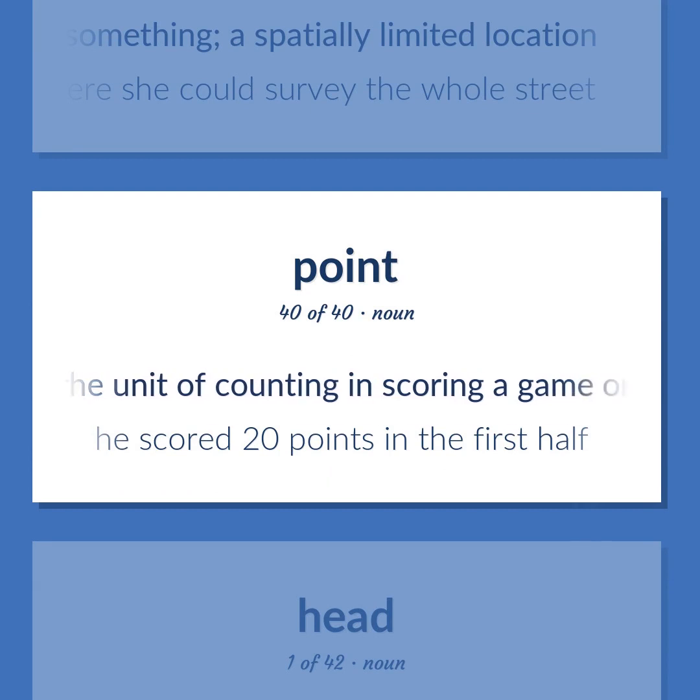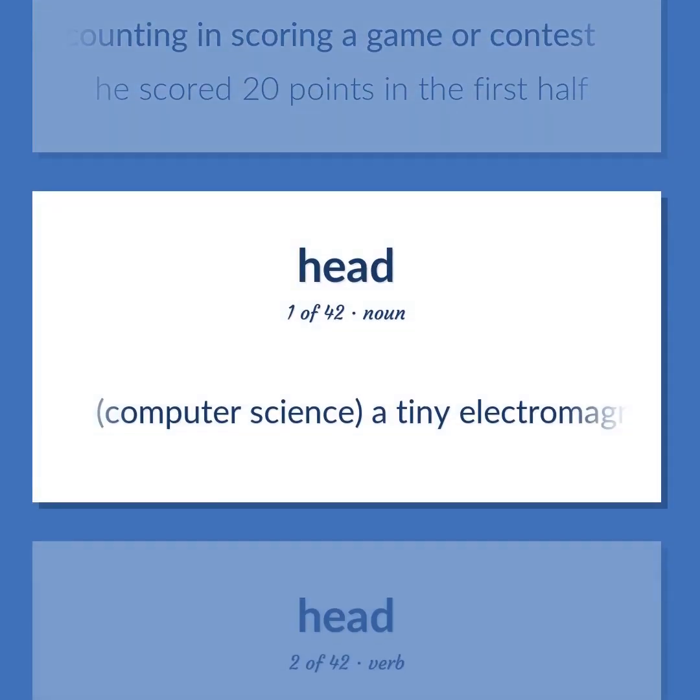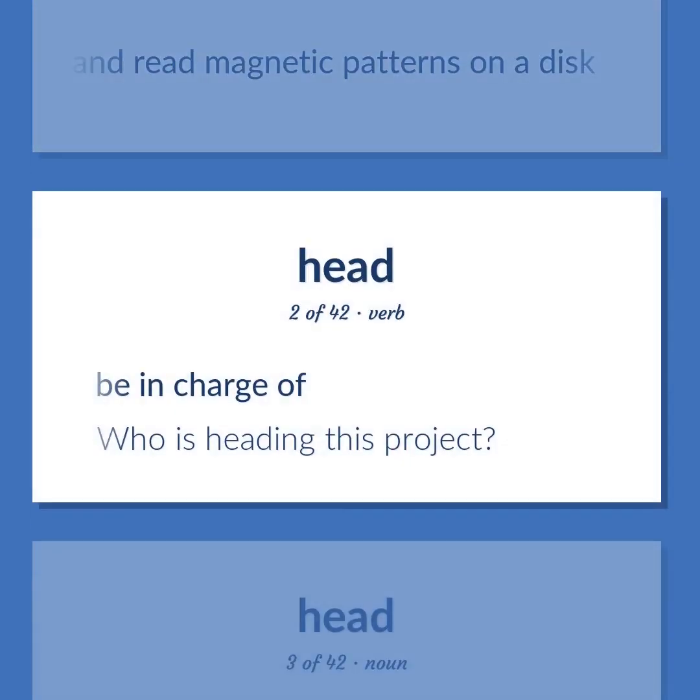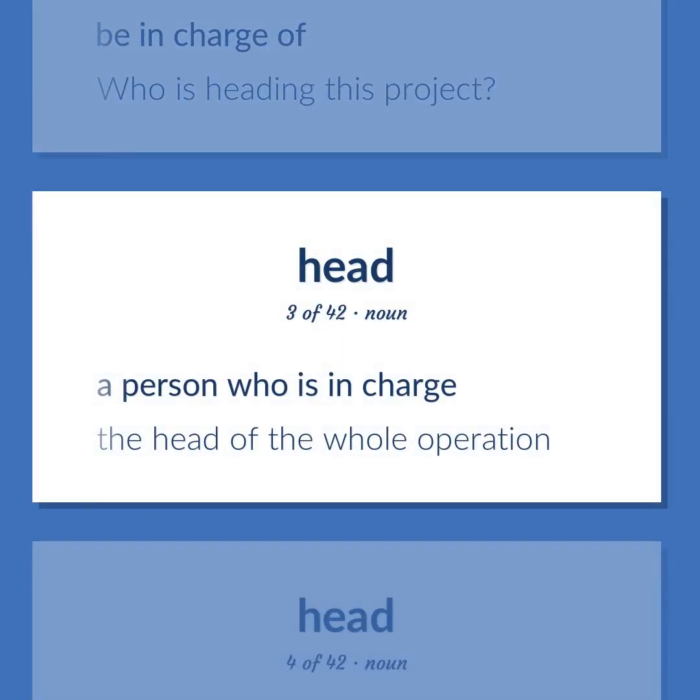The unit of counting in scoring a game or contest. He scored 20 points in the first half. Computer science. A tiny electromagnetic coil and metal pole used to write and read magnetic patterns on a disk. Be in charge of. Who is heading this project? A person who is in charge. The head of the whole operation.